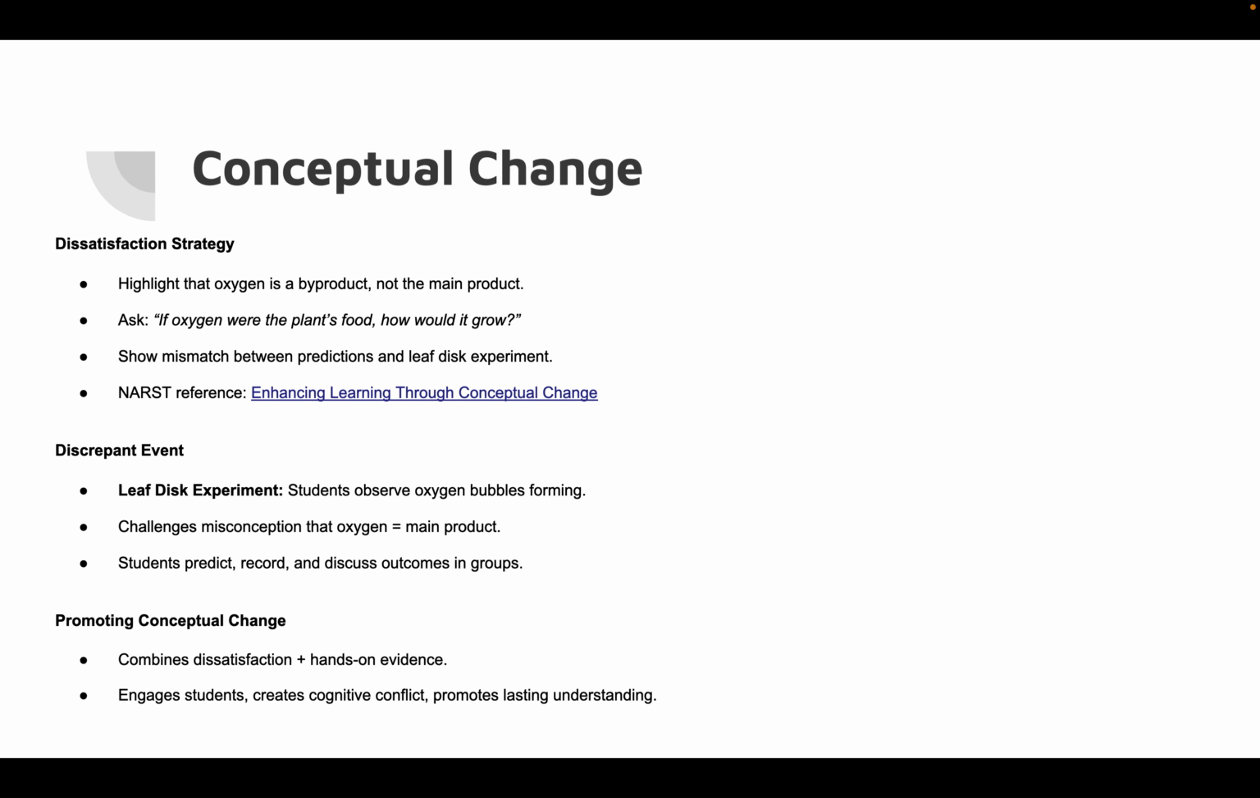At this point, I highlight that oxygen is just a byproduct, not the main goal of photosynthesis. I ask, if oxygen were the plant's food, how would the plant grow? Students compare their earlier predictions with the experiment results and notice this mismatch. The leaf disc experiment acts as a discrepant event, challenging their misconception that oxygen equals food. According to the NARST conceptual change model, this mix of dissatisfaction and hands-on evidence helps students replace old ideas with scientifically accurate ones.